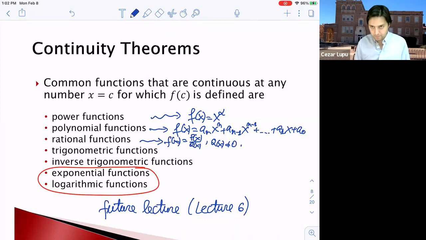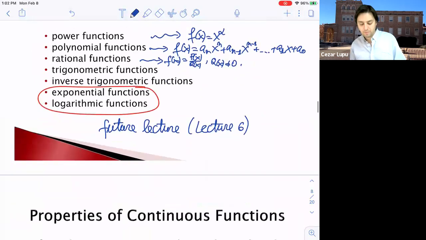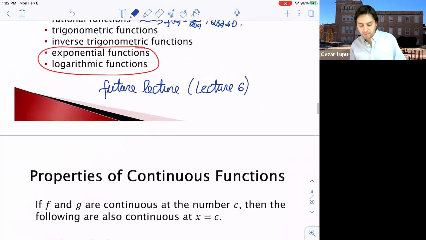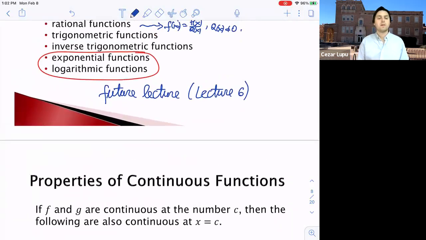And you'll see some properties and how these functions are related to the limits of functions and continuity. Anyway, so these are the examples where you should expect to find continuity. So in other words, more or less, if you don't have some restrictions on the domain, these functions will be continuous. All right. Now let's talk about some properties of continuous functions.